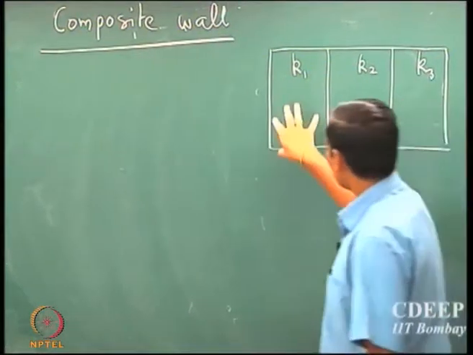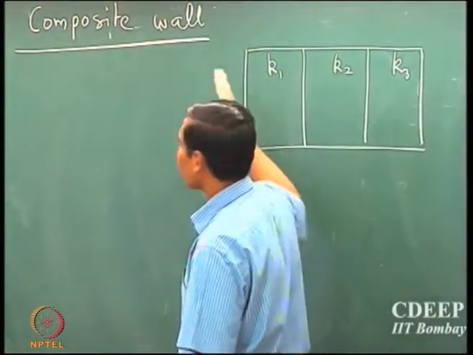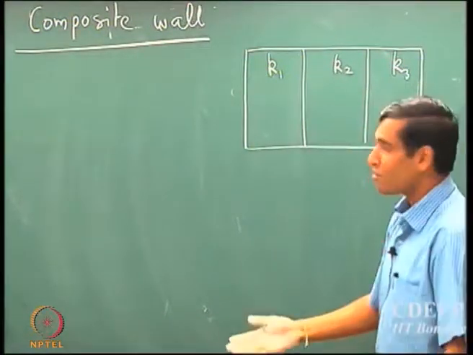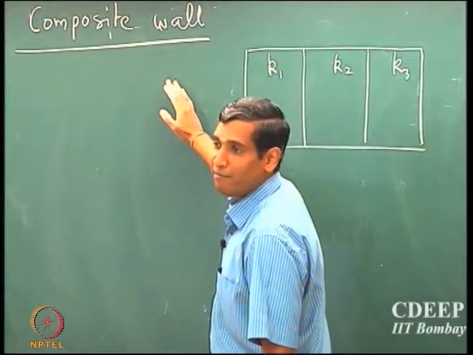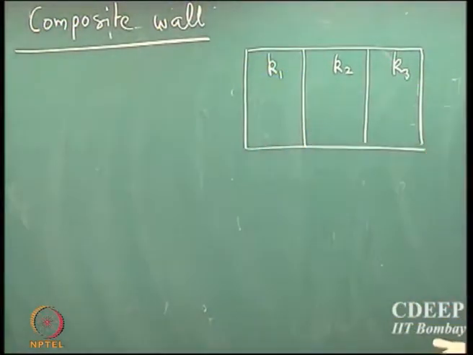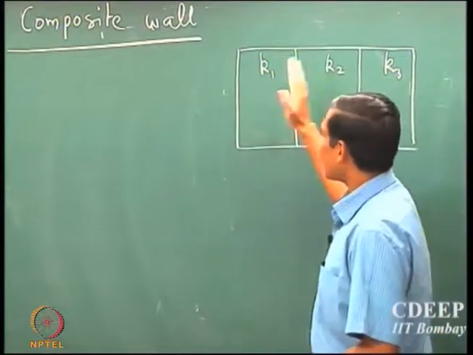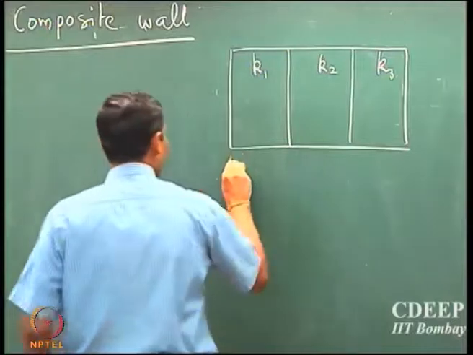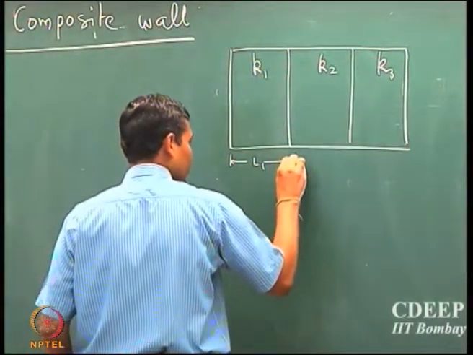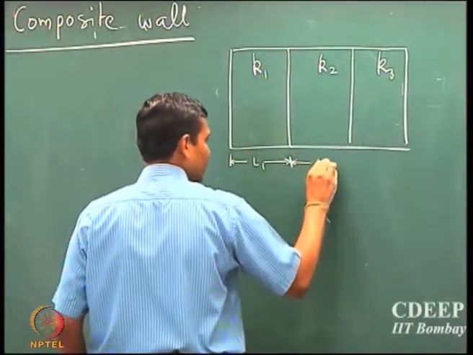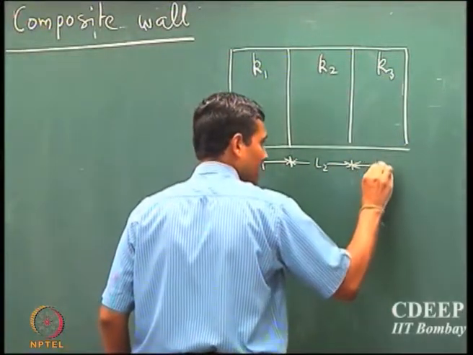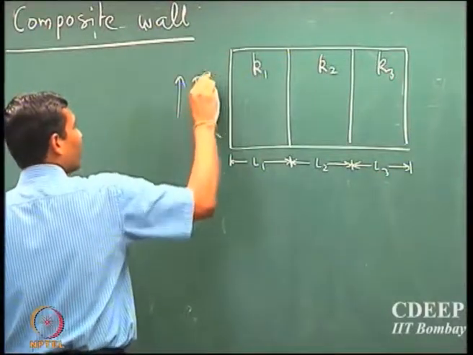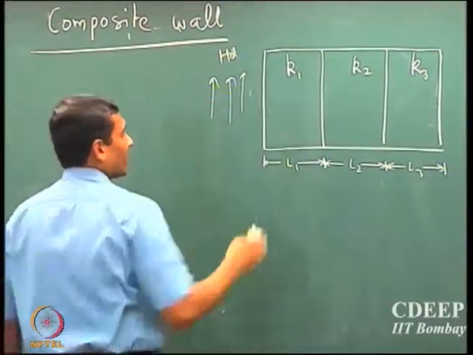You could imagine that you want a certain material exposed to the hot fluid, but you don't want the second material, which has better conductivity, to be exposed to the hot fluid, because there could be some reactivity with the fluid. To avoid that, it's a very common practice to design these kinds of composite walls. So I assume that the length of the first wall is L1, the length of the second wall is L2, and the length of the third wall is L3.